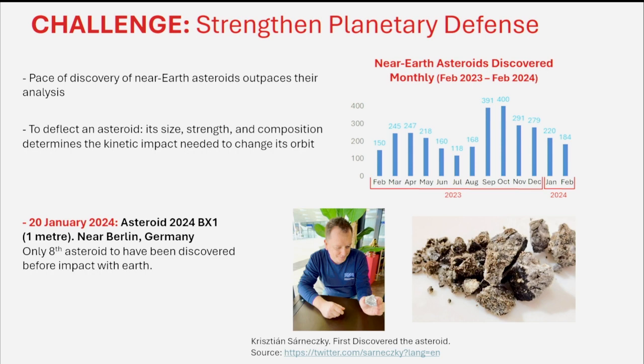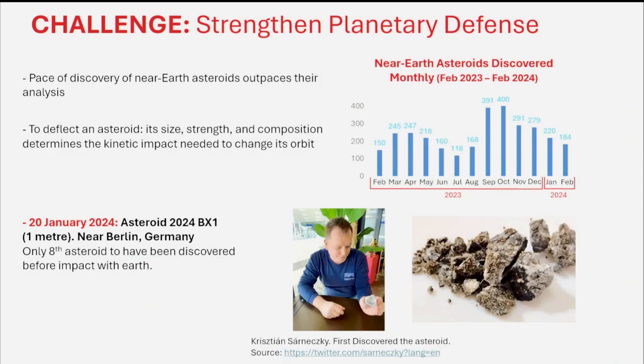For example, in January of this year, there was a small 1 meter asteroid which was about to impact the Earth. Of course, these are small asteroids, so they don't cause harm, and most of them burn up in the atmosphere. But we've started to be able to detect them before they actually impact. Actually, a citizen scientist, Christian, from Hungary, was the one who discovered the asteroid just 3 hours before it entered the atmosphere. And this was only the eighth asteroid to have been discovered before impact.